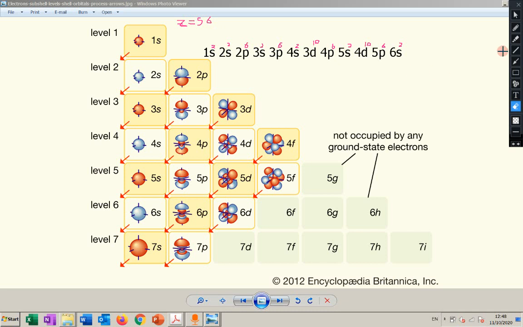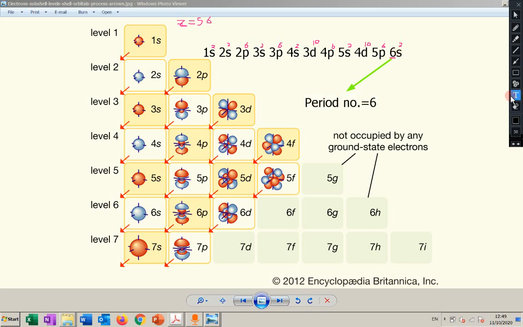Now let's find the information. The highest level we have is 6. The highest level is 6 here. So this gives us row number 6, I mean period number 6. Why? Because the highest level is 6. I don't have 7. That's the first thing. Then it finishes with s2.